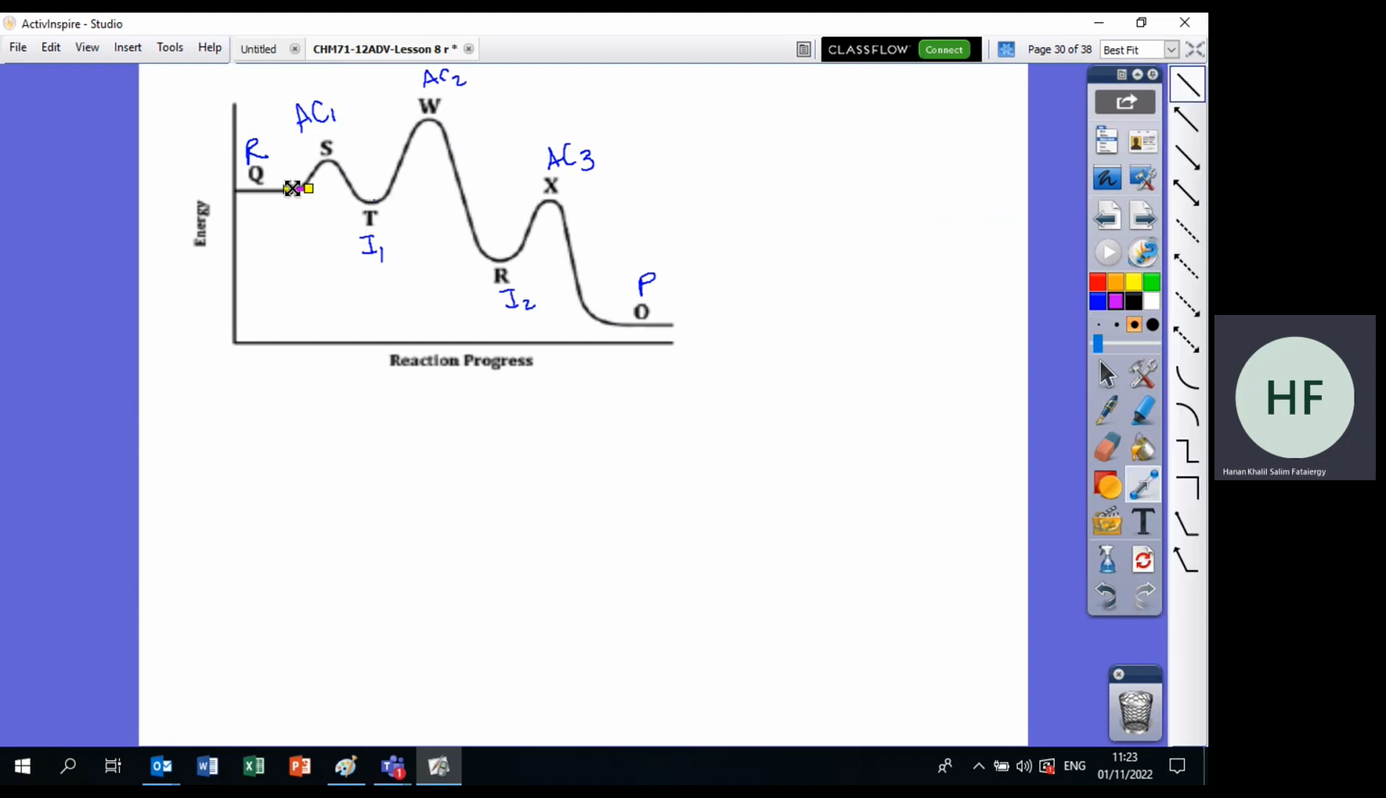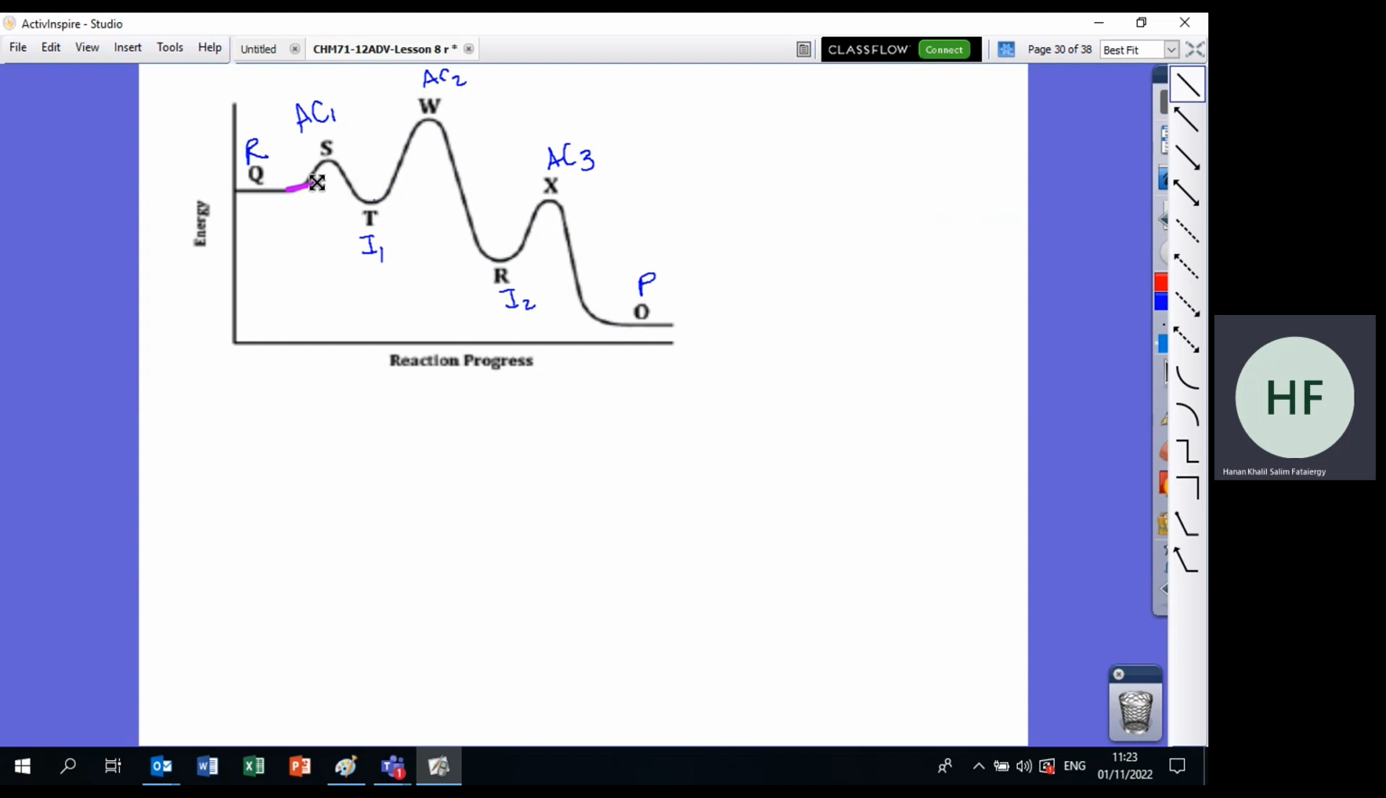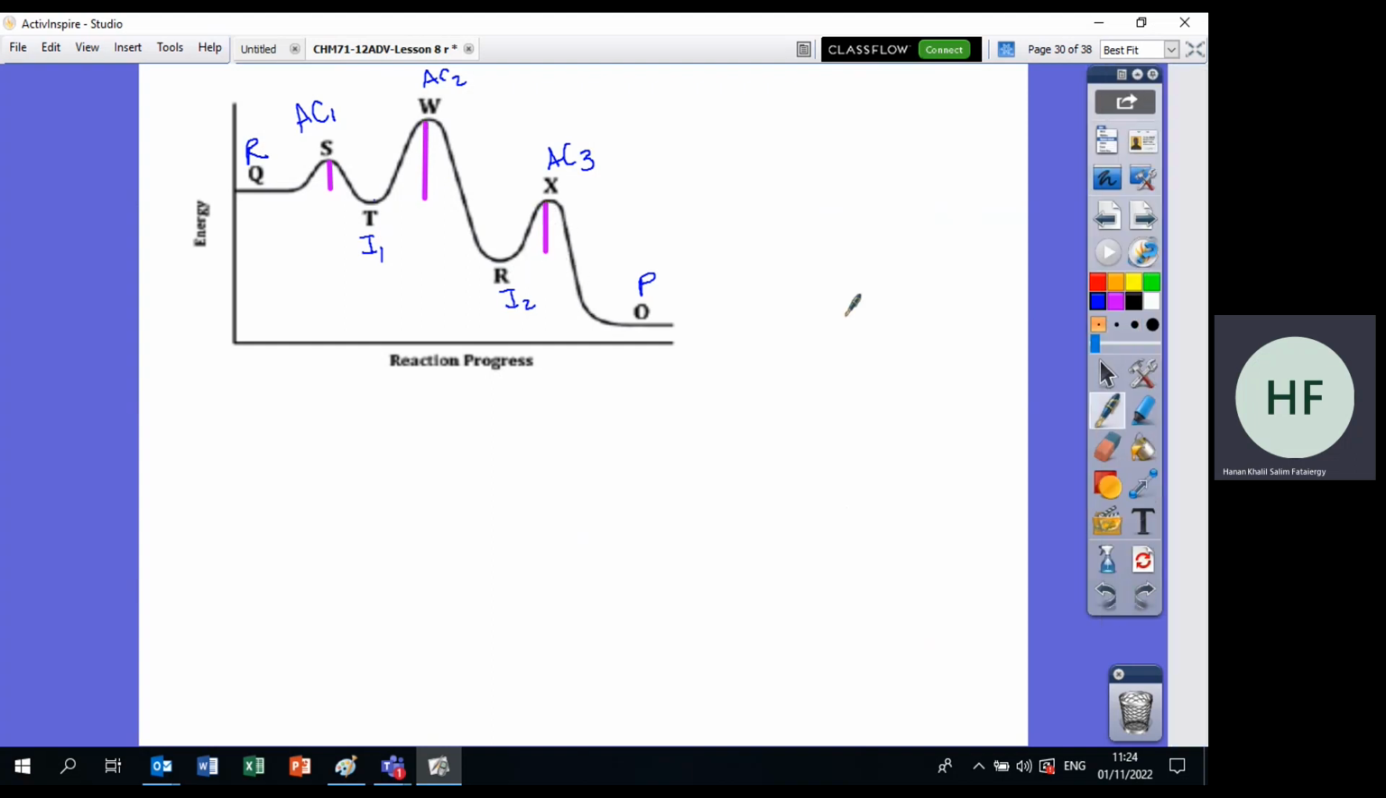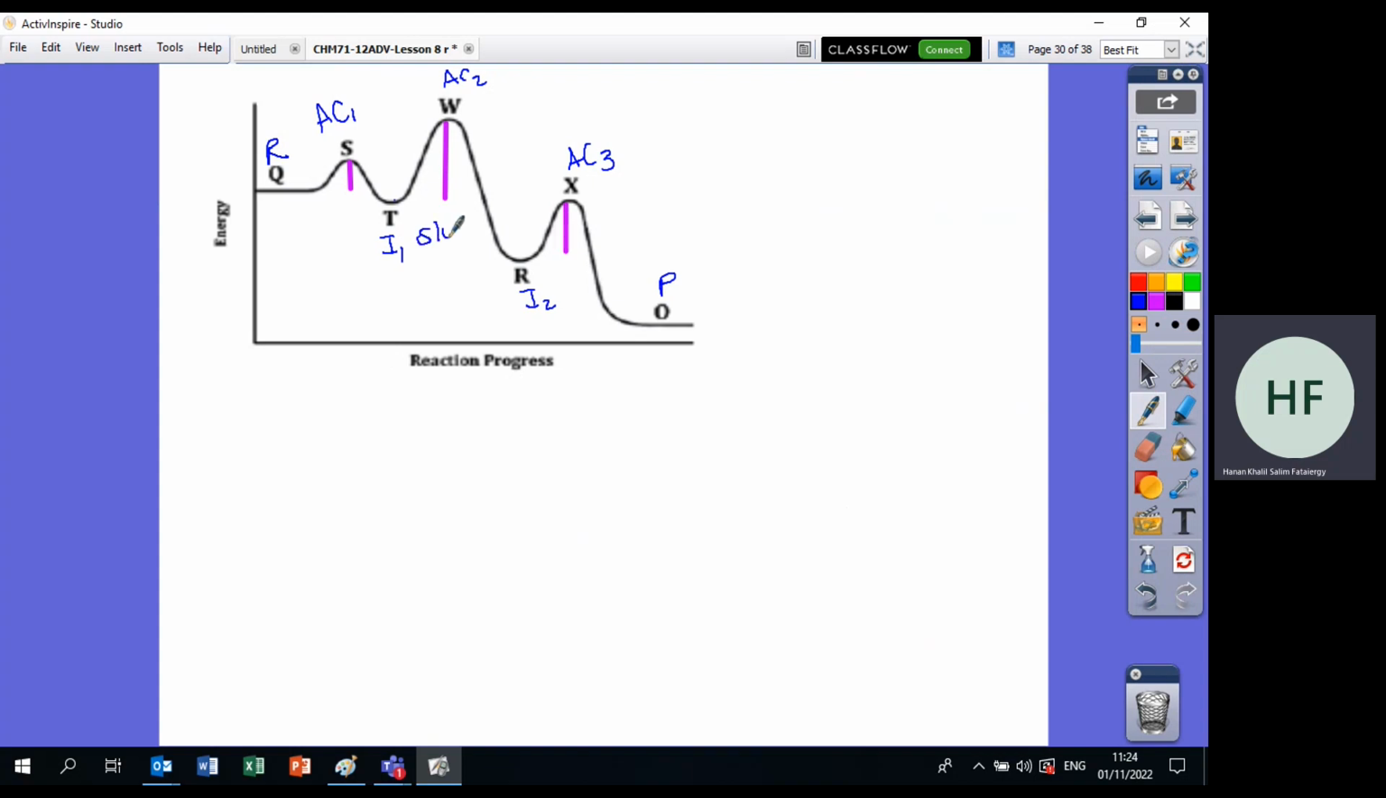Which step is the slowest step? Now, let's look at step 1. This is you, this is your house, so you need to go here. Okay, this is very fast. Now, in the second step, you are here and your house is here. Now, in the third step, you are here and your house is here. Now, which step is the slowest step? I think step 2.